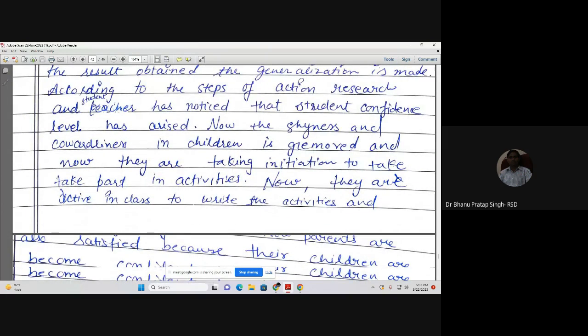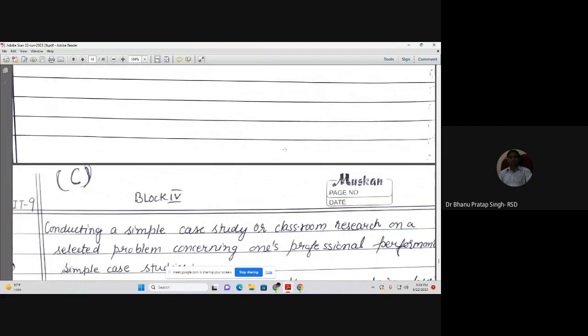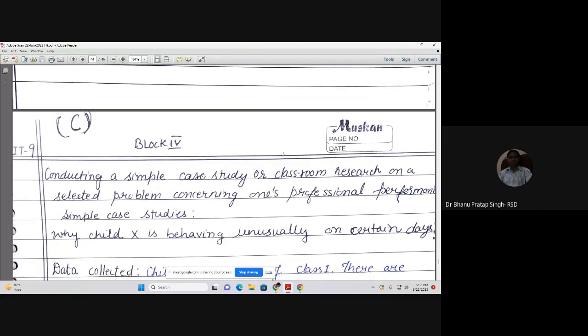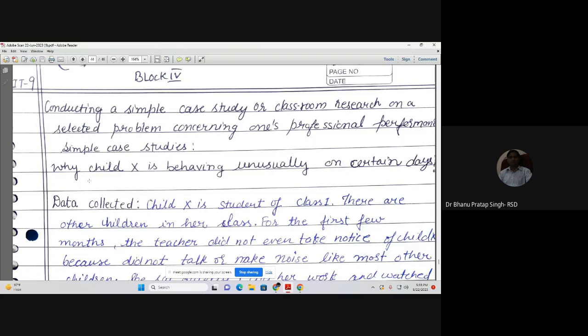This is result and generalization. This is the case study she has taken, I think so. Yes, a simple case study or classroom research on a selected problem concerning one's professional performance. A simple use case study: why child X is behaving unusually on certain days.